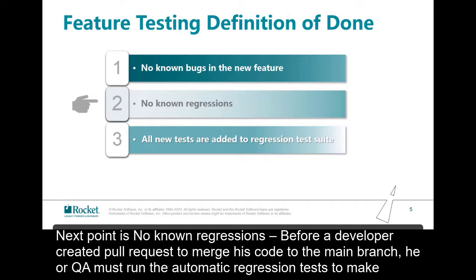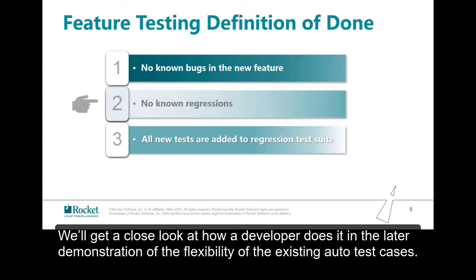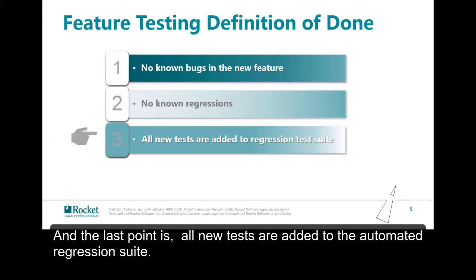The next point is no known regressions. Before a developer creates a pull request to merge his code to the main branch, he or QA must run the automatic regression tests to make sure no known regression defects are introduced to his feature branch. We'll take a close look at how a developer or QA does it in the later demonstration of the flexibility of the existing auto test cases. And the last point is, all new tests are added to the automated regression test suite.